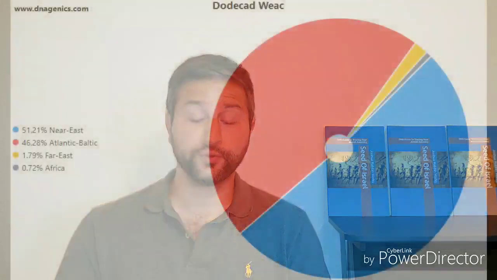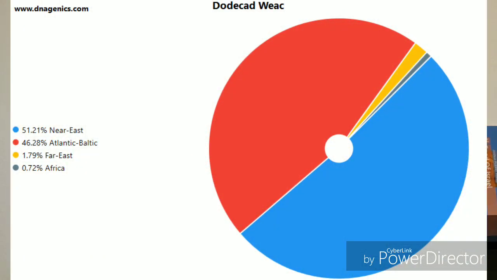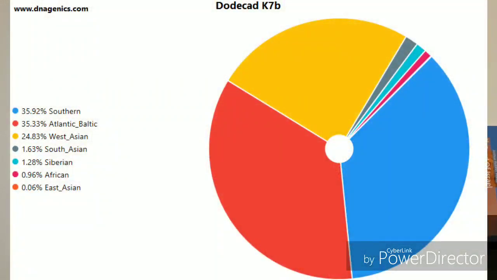Dodecad Weak, which the component, Northeast component, 51.21%. Atlantic Baltic, 46.28%. Far East, 1.79%. Africa, 0.72%. And I'm just scrolling down. I'm not going to go over all the population approximations. Dodecad K7B. Southern, 35.92%. Atlantic Baltic, 35.32%. West Asian, 24.83%, etc.